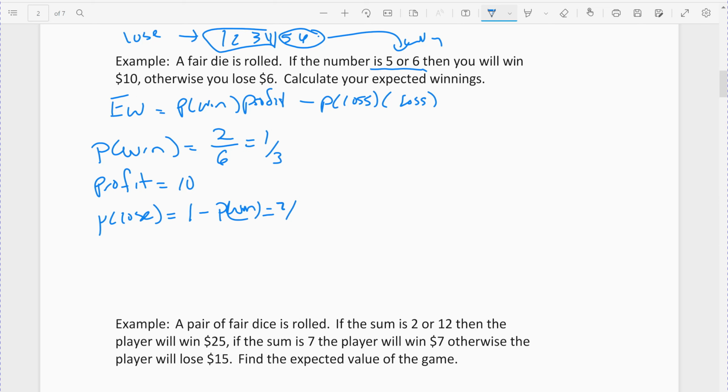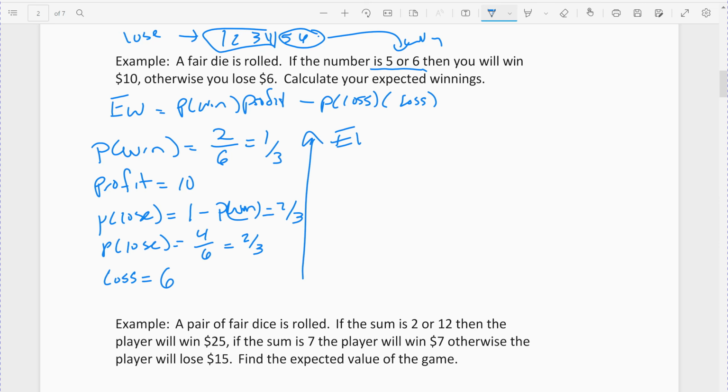Probability you'll lose, well, that would be 1 minus the probability that you win, which should be 2/3. You could also figure out losing without doing the 1 minus, right? You have 4 chances out of 6 to lose. If you roll a 1, a 2, a 3, or 4, you lose. That does simplify to 2/3. When you lose, you lose $6, right? You have to pay them $6. All right, so those are the numbers that go into the formula.